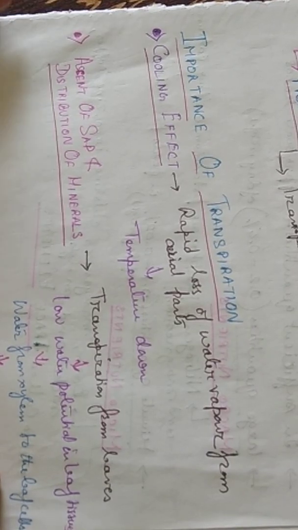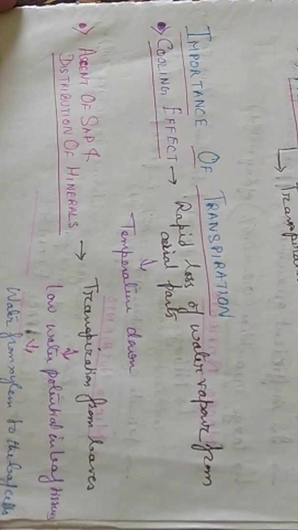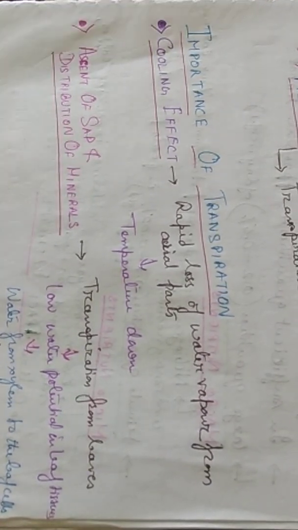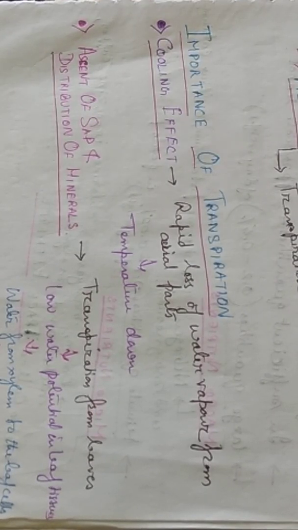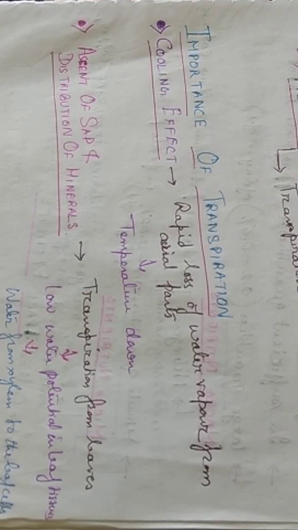Now, the importance of transpiration. What is the importance? It produces a cooling effect. When there is rapid loss of water vapor from the aerial parts of the plant, the temperature goes down, and that provides a cooling effect to the plants.